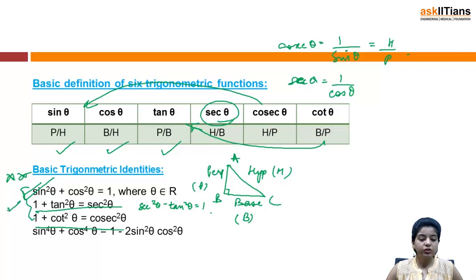These three are the most basic identities, and these should be on your fingertips obviously, and you won't have to cram these identities, because as you solve questions they'll automatically fit into your brain. Then we have sin 4 theta plus cos 4 theta is 1 minus 2 sin square theta cos square theta.